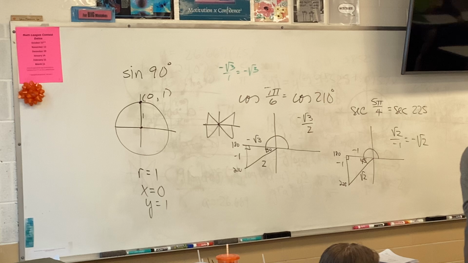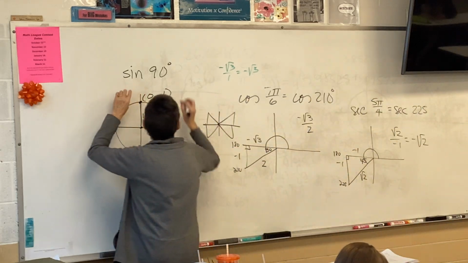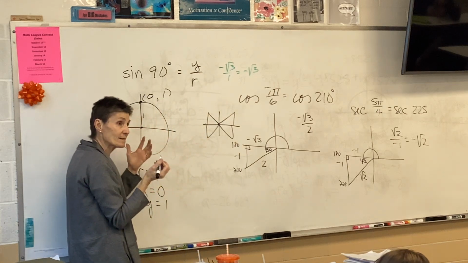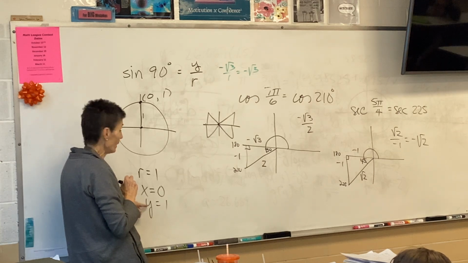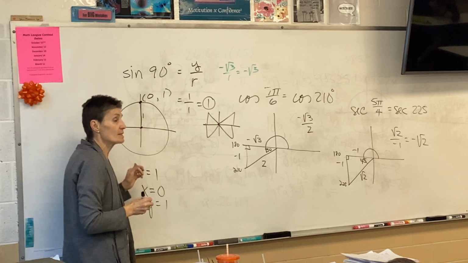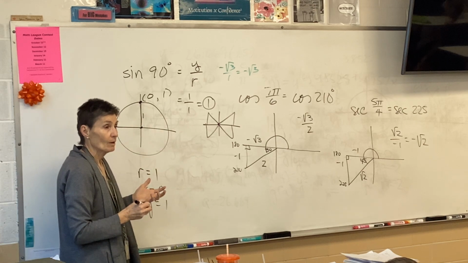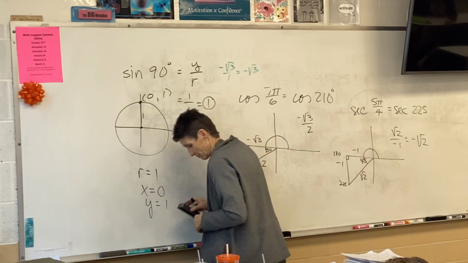SOHCAHTOA is for the triangle, opposite over hypotenuse. If you're in a circle, you need new definitions. So sine is Y over R. Well, wait a second. For us, that is simply going to be 1 over 1, which is 1. The sine of 90 is 1. Okay, Ronan? Where'd you get the 1 for the Y?